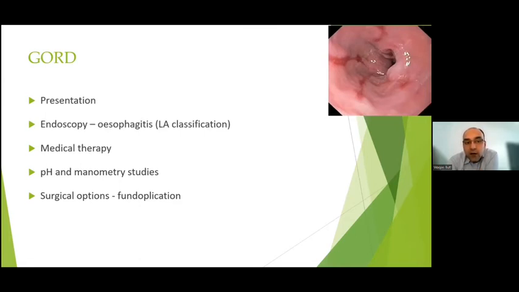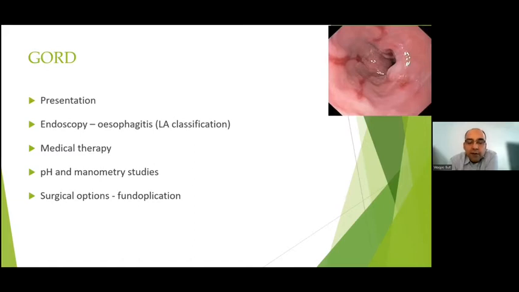And diagnosis is again usually with endoscopy. You might see esophagitis. The esophagitis on endoscopic appearance is then described according to Los Angeles classification, but I think you don't need to go into the detail of that. Primarily treated with medical therapy, previously was treated with H2 receptor blockers like ranitidine, famotidine, but they are out of fashion now, and it's being treated with omeprazole or esomeprazole, the PPIs.